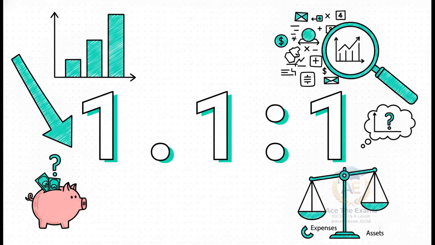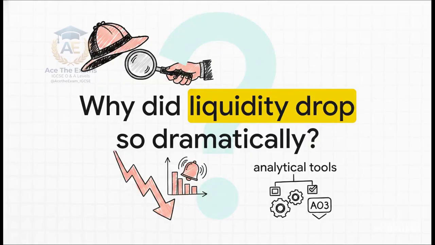Imagine you're looking at a business and their current ratio just violently tanks from 2.5 to 1 all the way down to 1.1 to 1. Sure, you calculated it perfectly, but what is that actually telling you? This is where you put on your detective hat. You have to ask yourself, why did liquidity drop so incredibly fast? And what does this specifically mean for the business?